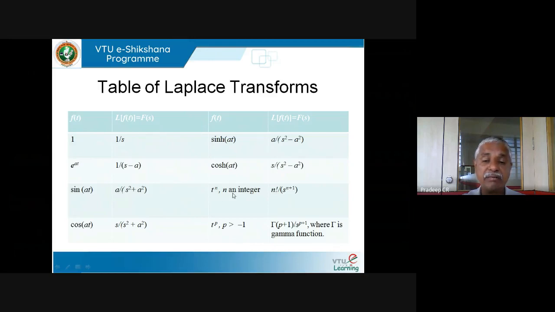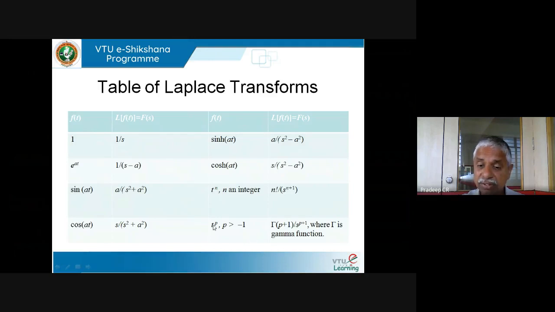Laplace of t power n, where n is an integer, that means it can be t power 1, t power 2, t power 3, t power 0 also, t power 5, t power 100, t power 1000. T power minus 100 is not possible, because I don't know how to do it. So let's not bother. That is not a non-negative integer, which is what it should be here. It is n factorial divided by s to the power of n plus 1.